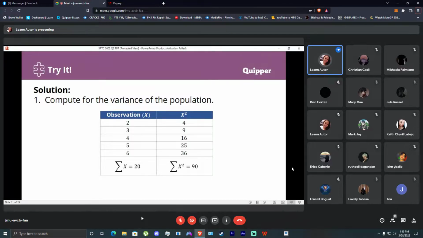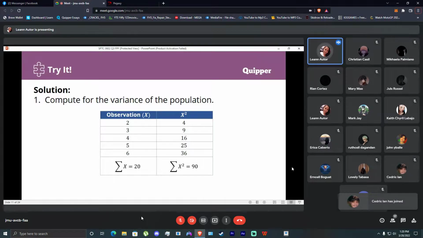So 2 squared, that is 4. 3 squared, that is 9. 4 squared, that is 16. 5 squared, that is 25. And 6 squared, that is 36. For us to get the summation of x, we're just going to add all of the observations given. The same also with the x squared, we're going to add everything. So the summation of x is equal to 20 and the summation of x squared is equal to 90.